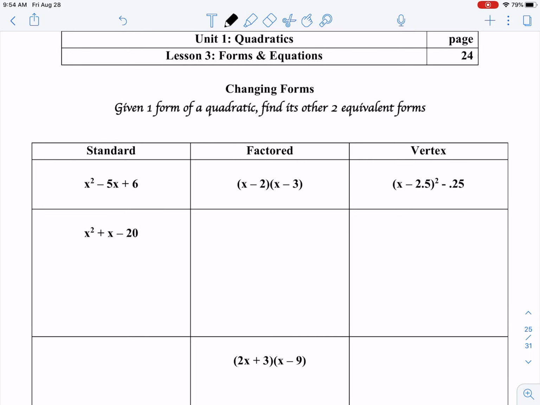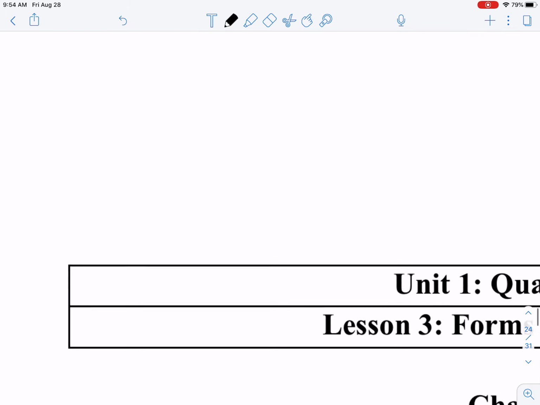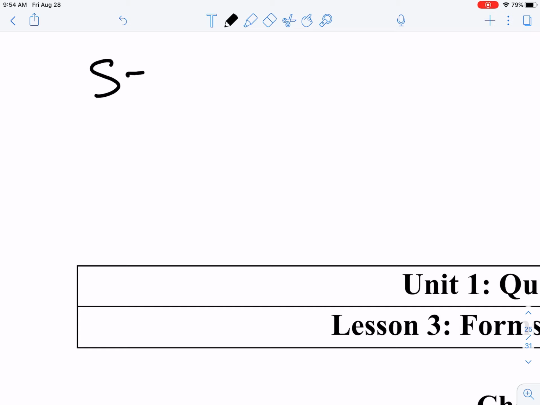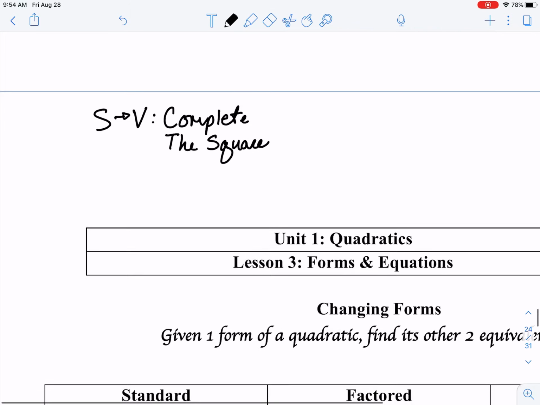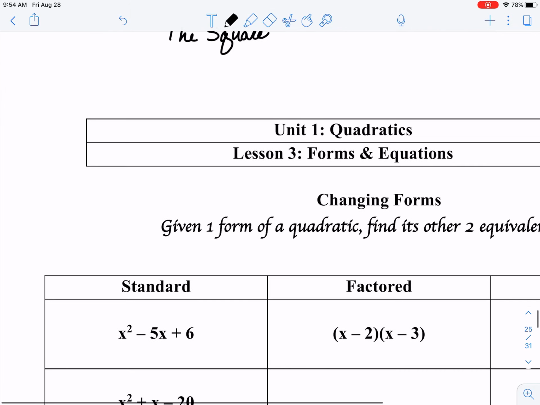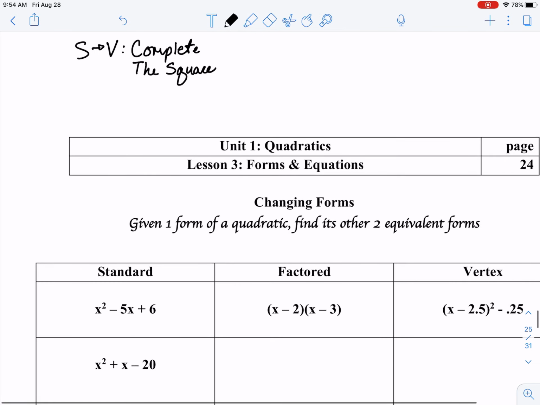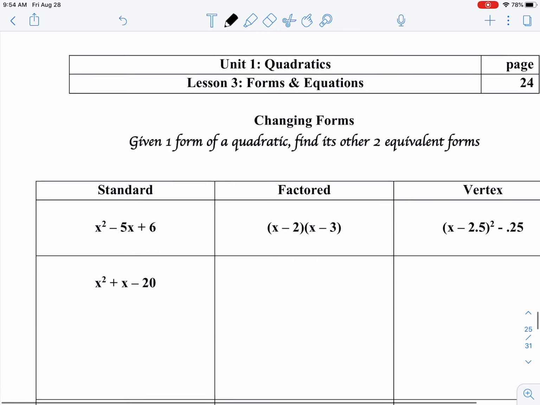In this video we're going to cover how to change forms of quadratics, specifically starting with standard form and changing it to vertex form. Now I'm going to make a quick note. To go from standard to vertex, you simply want to complete the square. We've already learned how to do this, so if you know how to do this, you're great. If not, you need to go back in the quadratics unit and brush up on it a little bit.